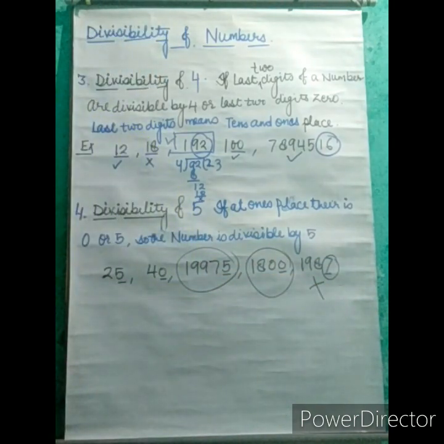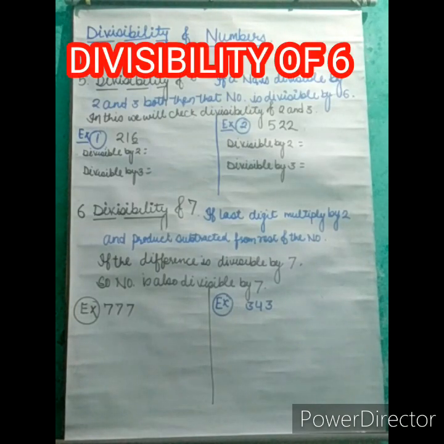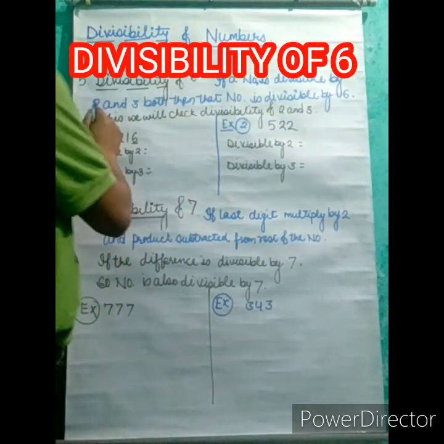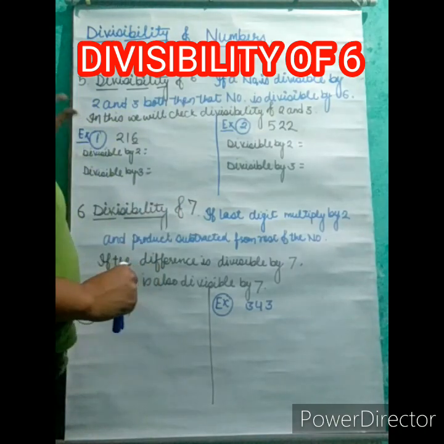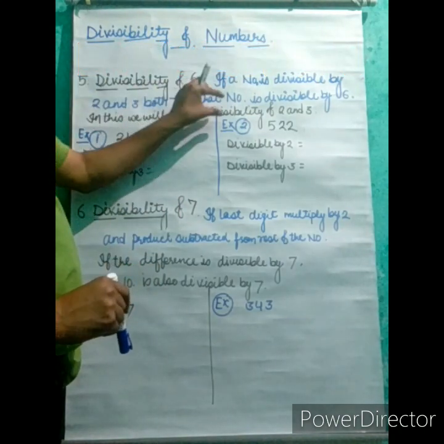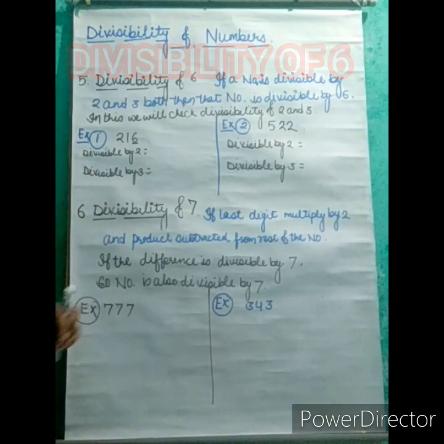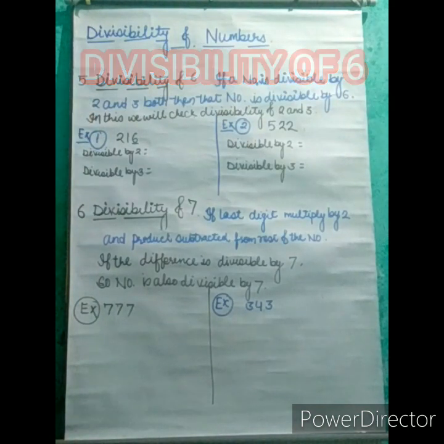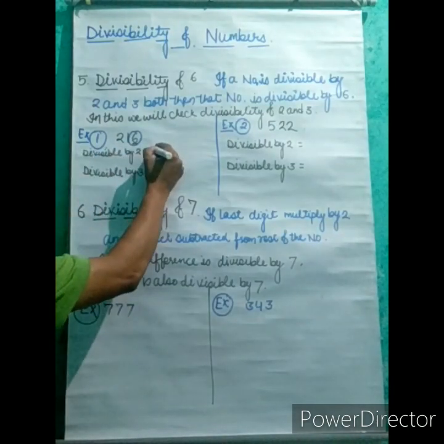Next we will have divisibility of 6 and 7. Now divisibility of 6. According to the divisibility of 6, if a number is divisible by 2 and 3 both, then that number is divisible by 6. In this we will check the divisibility of 2 and 3 both, and you know the divisibility of 2 and 3. Let's see an example here, 216. First of all we will check the divisibility of 2, because at one's place there is 6, that means this number is divisible by 2.